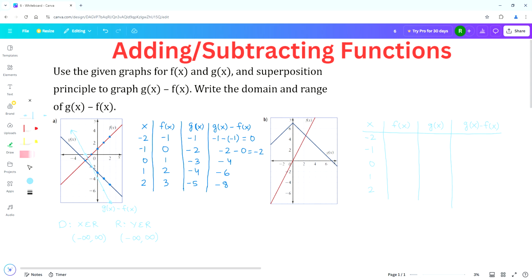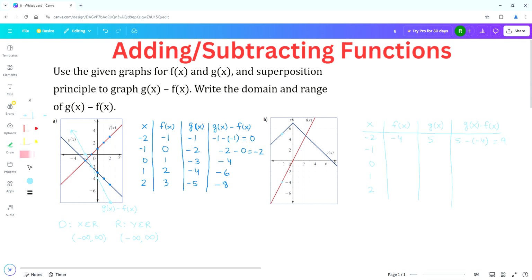At x equals -2, f at x is equal to -4, this point on the red line. At x equals -2, g at x is equal to 5, this point on the blue line. So at x equals -2, g at x minus f at x is equal to 5 minus -4, which is equal to +9.